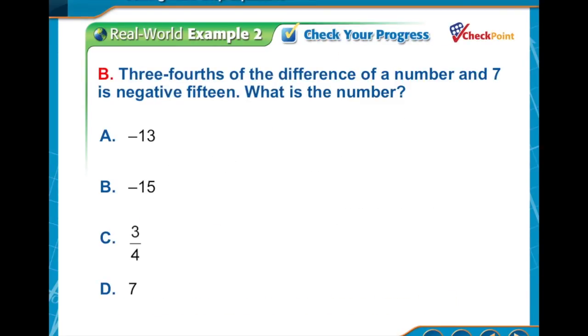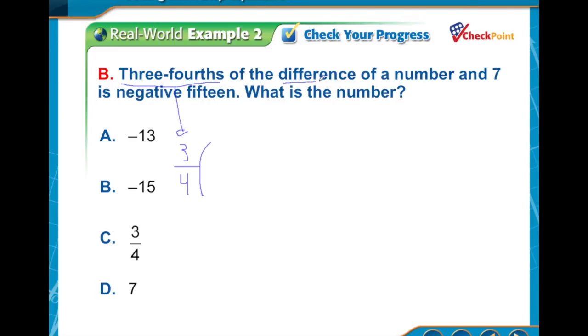So 2b, we have 3/4 of the difference of a number, and 7 is -15. We want to know what is the number. In other words, we need to use the skills that we've honed with taking a sentence and making it into an equation in order to answer this problem. So 3/4 is just a number. So when I see 3/4, I will write that fraction. 3/4 of means multiply, so I'll just put a parenthesis. 3/4 of the difference of a number and 7.